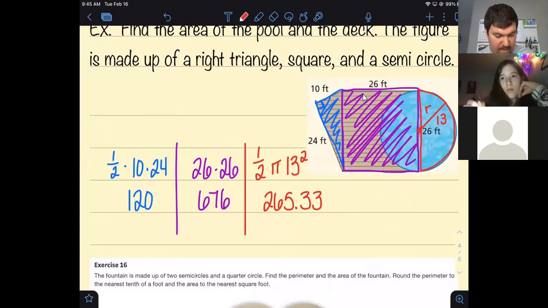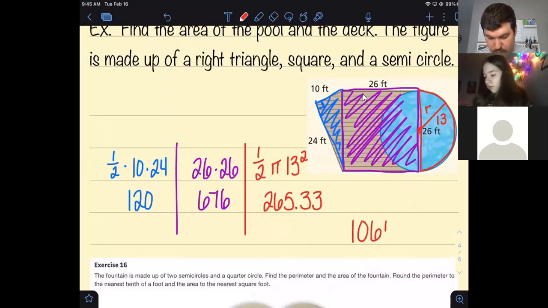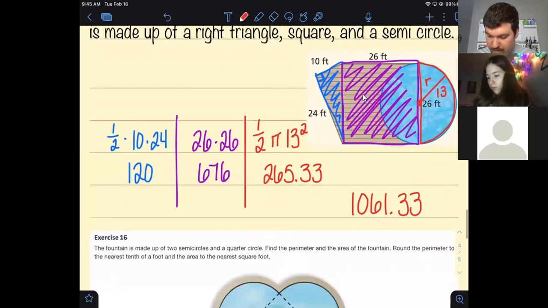And if I did it right, which I'm using my phone calculator, so I can't tell if I had a typo, maybe someone can double check my work, but I'm getting 1061.33. And then because it's area, that would be feet squared.